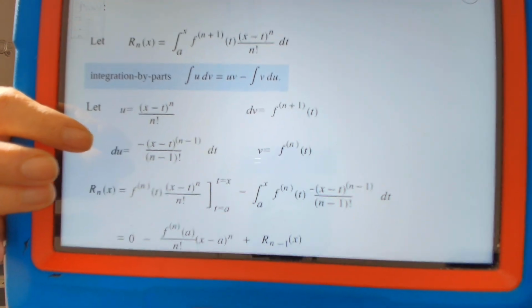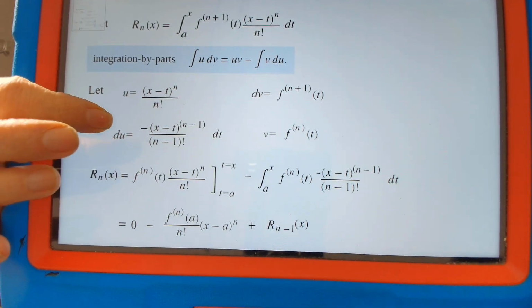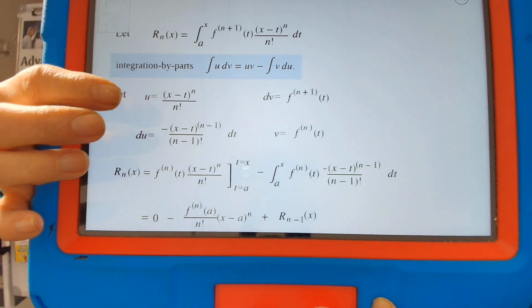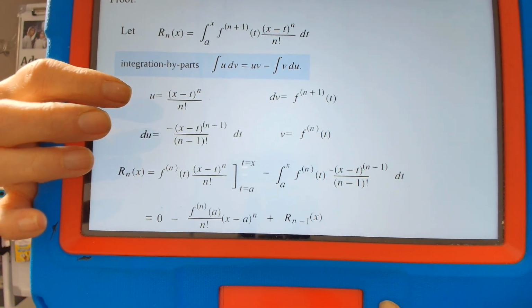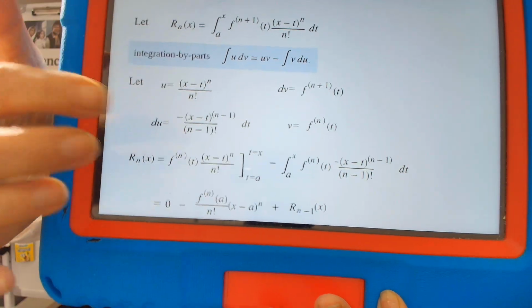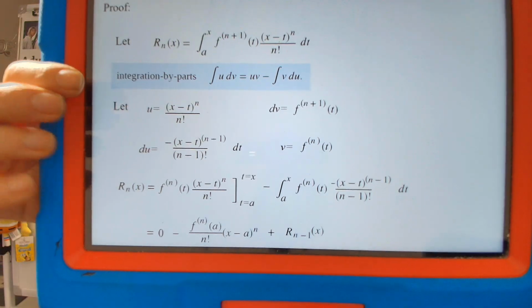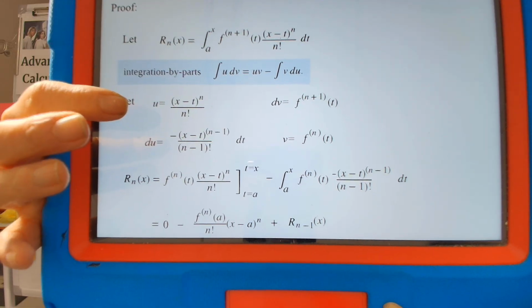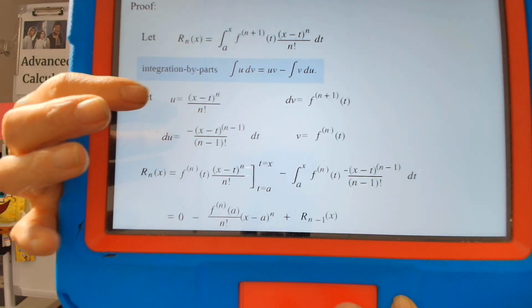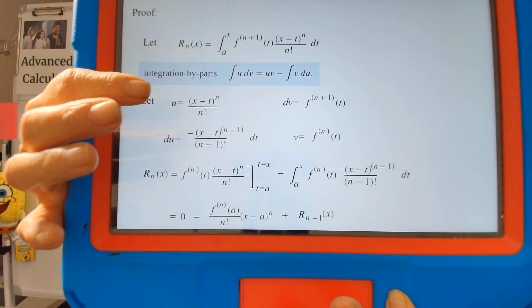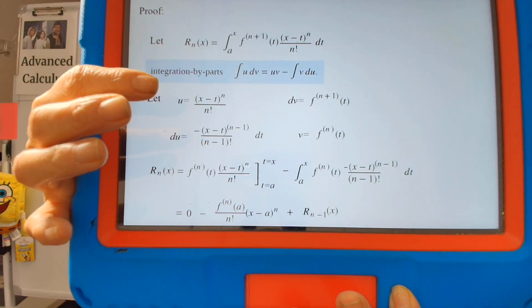Now, how are we going to do integration by parts? We will have the question of all integration by parts: what are you going to call u and what is called v. Now, notice that my dv is missing a dt there. Just pretend there's a dt at the end. So anyway, we'll let u equal the second part, (x minus t)^n over n, and then dv will be the f^(n+1)(t) dt.